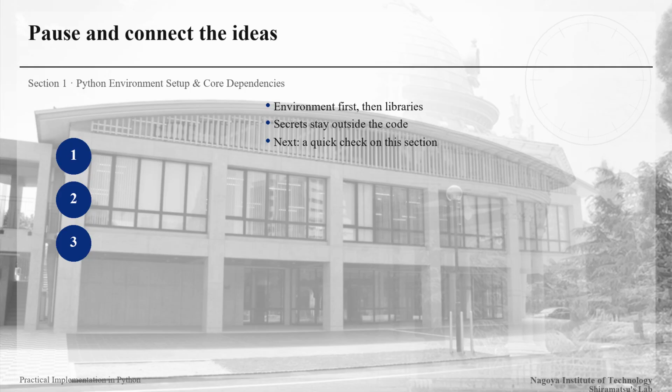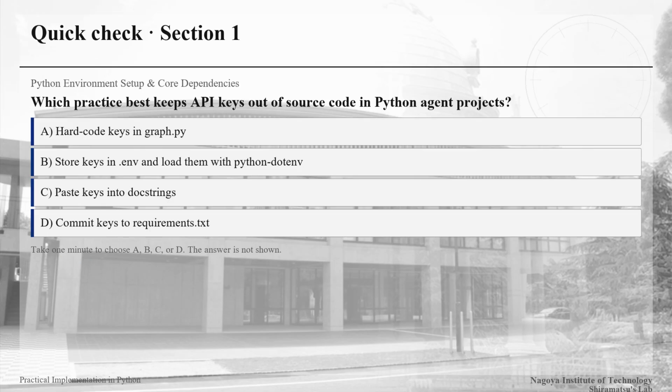Now the quick check. Quick check after Section 1. Which practice best keeps API keys out of source code? Choose A, B, C, or D. Take 1 minute to think, then choose A, B, C, or D. The correct answer is not shown.